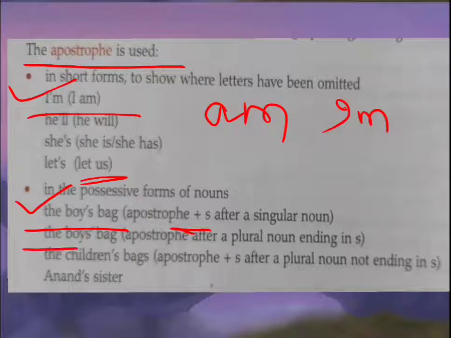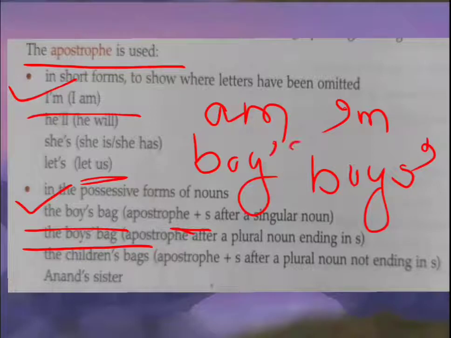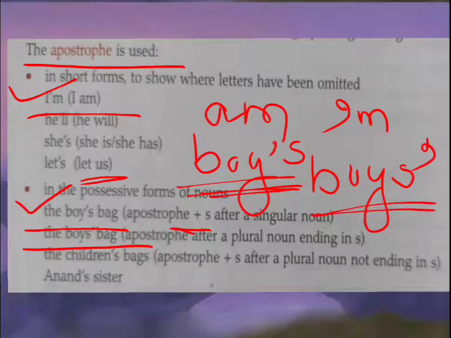Now look at another sentence. The boys' bag means more than one boy's bag. So after the s we have to put the apostrophe. Boys means more than one. But if only one boy is there, the apostrophe comes before the s. Here one boy is one boy's bag, and here more than one boys' bag.